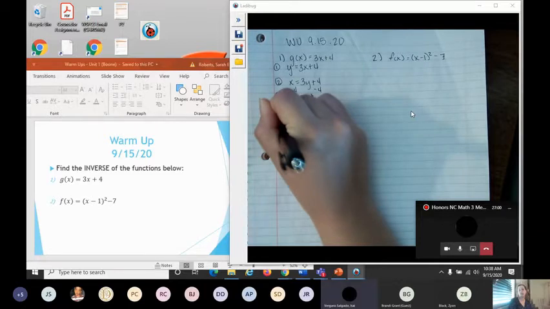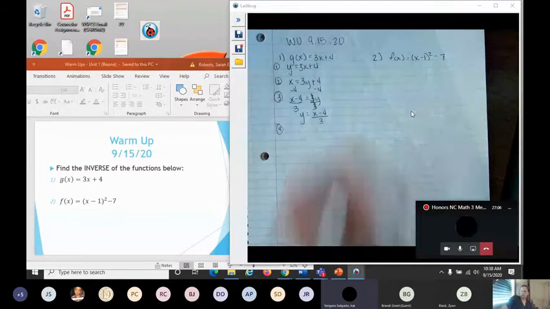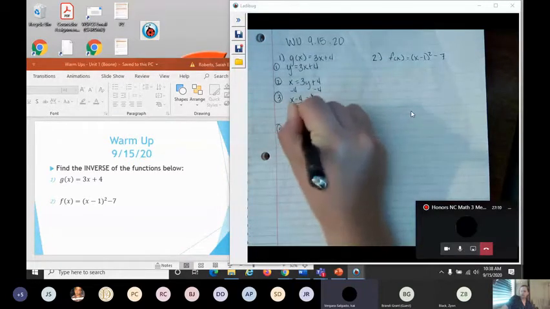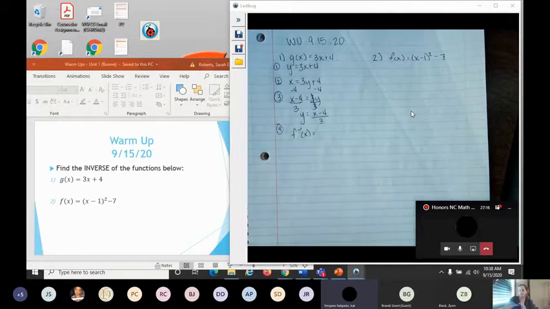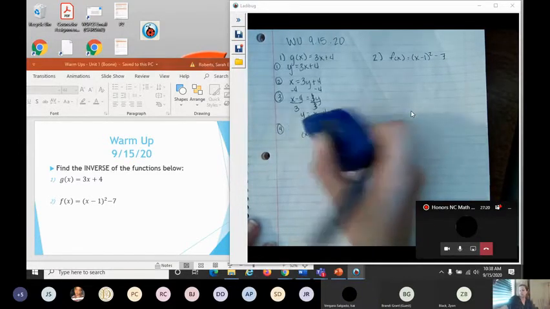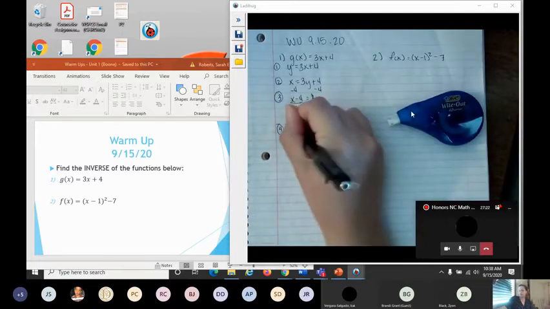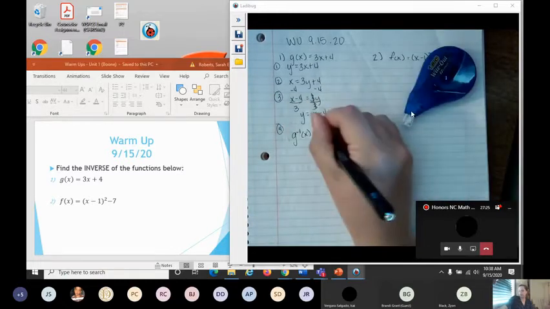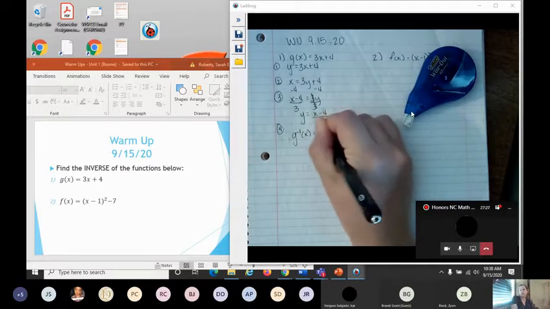Go back to the f negative 1 of x. Right. How do we say that? Inverse function? Yeah, f inverse. And actually, since our function was named g, we want to use g inverse of x. So g inverse of x equals x minus 4 over 3.